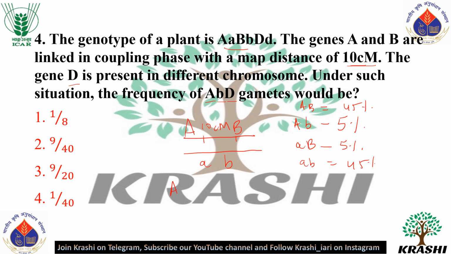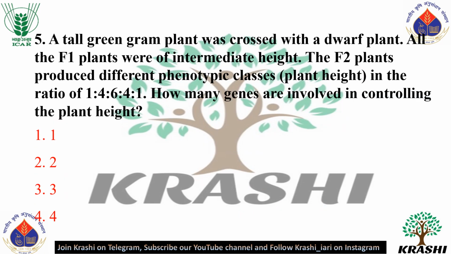We are talking about capital A small b and D gamete, that is this. For a different chromosome, we use 1/2 frequency. So 5 divided by 100 into 1/2 gives the answer 1/40. So the correct answer is option 4, 1/40.